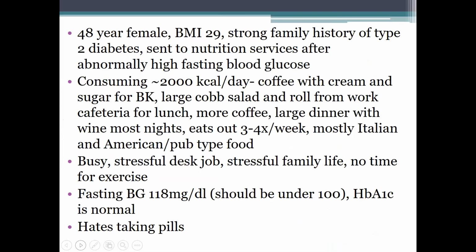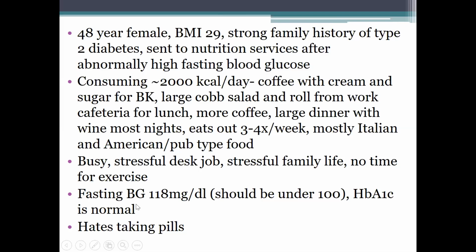All right, I'm going to do one more quick example and then we'll be done. Now, this is no longer adolescent. I picked an adult: a 48-year-old female, BMI 29, strong family history of type 2 diabetes. She had a high fasting blood glucose. We can see she's having 2,000 calories a day. Her recall shows coffee with cream and sugar for breakfast, large Cobb salad and roll from the work cafeteria, more coffee, large dinner with wine, eats out 3 to 4 nights a week, mostly pub style food. She's busy, she's stressed, her family stresses her out, she has no time for exercise.